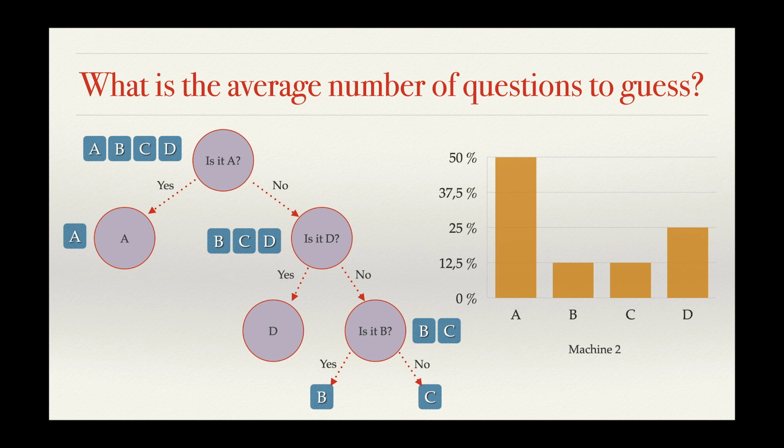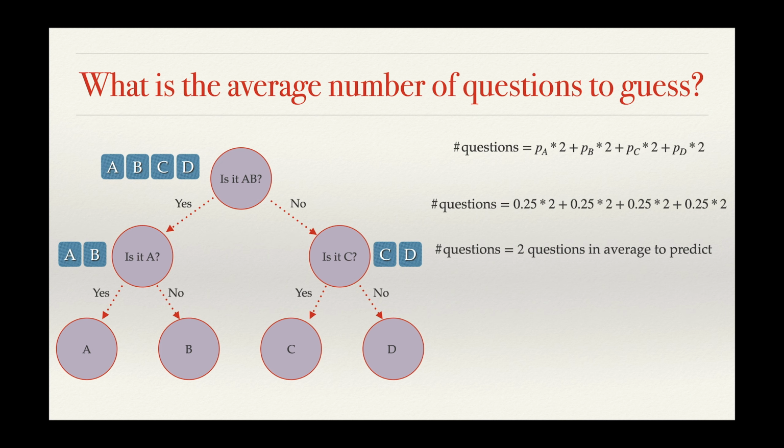Now, for machine 2, the number of questions is less because, as I said, the first question you would ask here, because A has already 50% chance, is, is it A? No, then the rest. Then is it B, C, or D? No, would say is it D? Because D is now the second highest. If yes, then D. If no, then it's B, C. Then here yes, for example, or no.